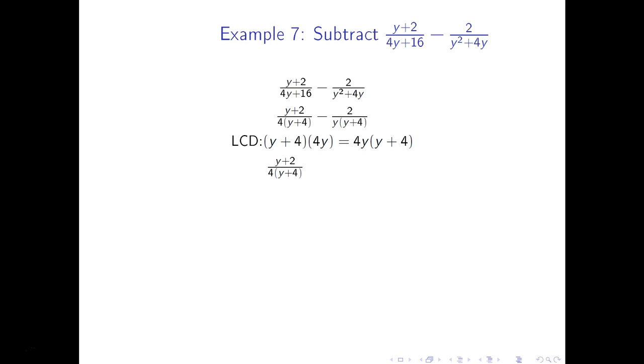Now, let's look at this first fraction. What do I need to multiply this by in order to have that lowest common denominator? Well, hopefully you're saying y over y. And for our second fraction, what do I need to multiply by to have the lowest common denominator? Well, only 4. And just like that, I get y squared plus 2y. And then as my numerator, the other numerator is 8.